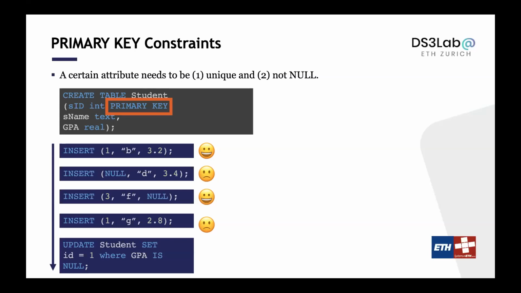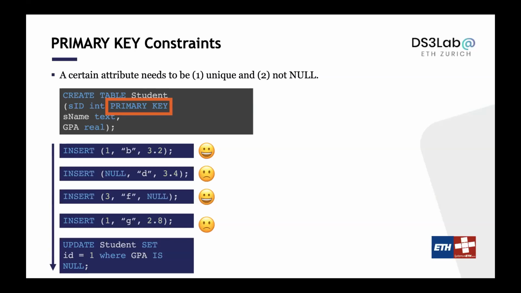Assuming I already ran these 4 inserts, essentially I have 2 tuples in my database. I have one whose SID is 1, and I have another one whose SID is 3. And then I say, okay, update this table for me. I want to set ID equals to 1, where GPA is null.